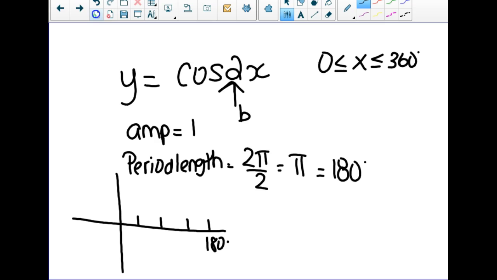Okay, so halfway between 0 and 180 is 90. And halfway between 90 and 0 is 45. And halfway between 90 and 180 is 135. Okay, and again our amp is 1. So with cos, we just start up at our amp. It starts at 1 and then it goes down, under, back, and up. So you go down, under, back, and up.